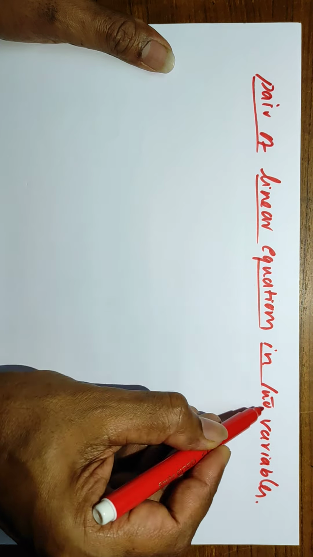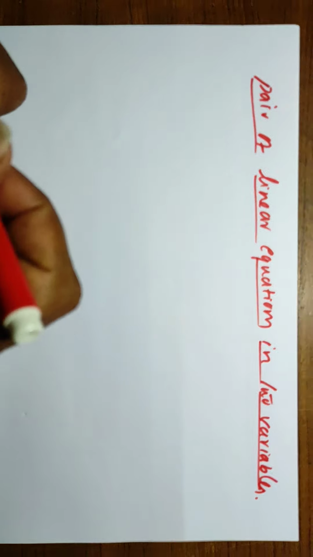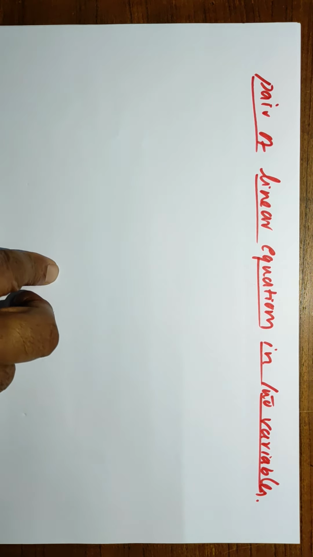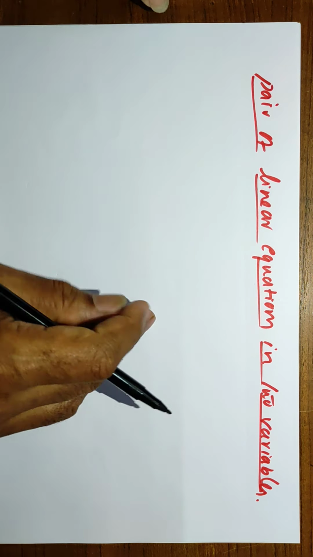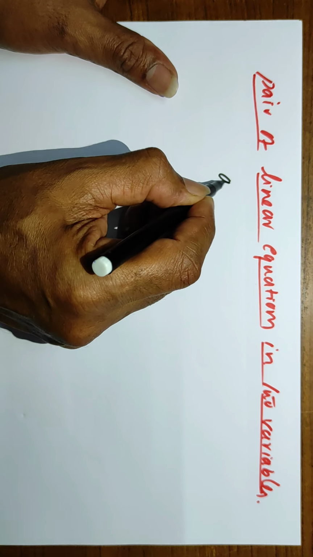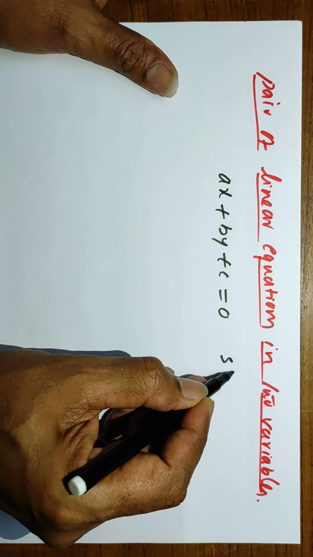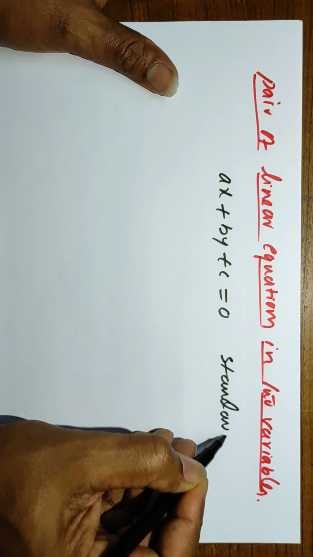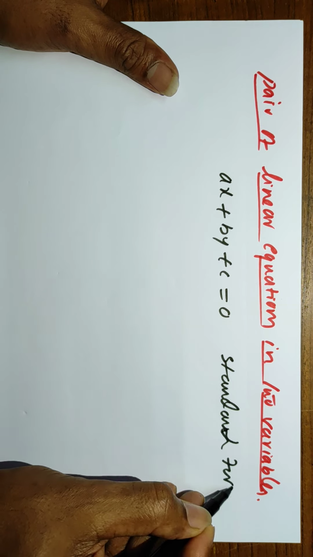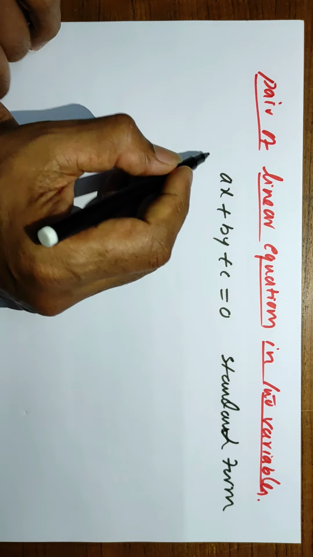Students, you are familiar with linear equation in two variables. You have studied in 9th standard. A linear equation in two variables is of the form ax plus by plus c is equal to 0. This is the standard form of linear equation in two variables.